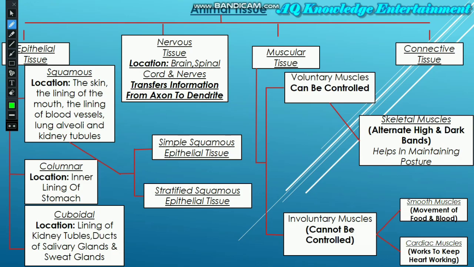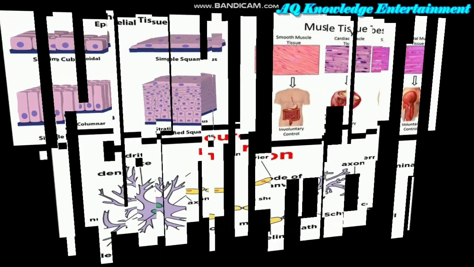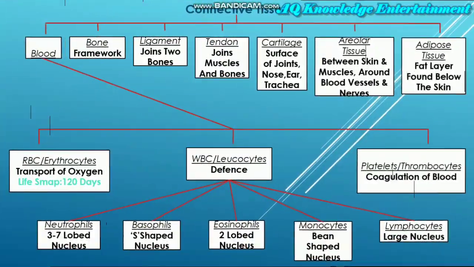Now before going into it, just see the diagram of the muscle tissue types. You can see at the top right corner, smooth muscle tissues, cardiac muscle tissues, and skeletal muscle tissues. I hope you have seen it. So let's move on to the connective tissues.